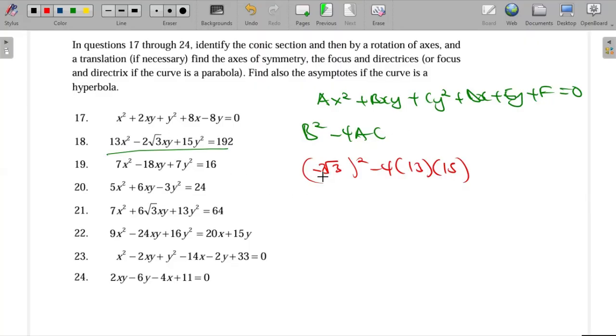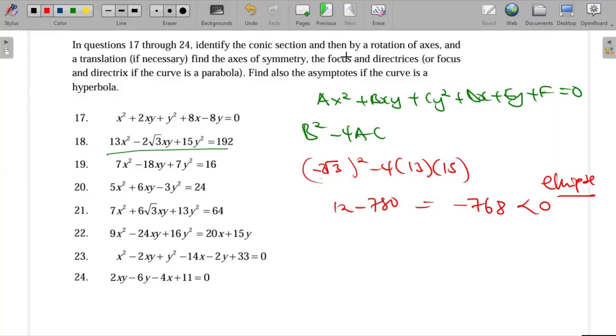Now, when you square that, you have 4 times 3, which gives us 12. And then minus 4 multiplied by 13 multiplied by 15, which gives you 780. So here you have 12 minus 780, which gives us negative 168. So this is less than 0. So it means it's an ellipse.